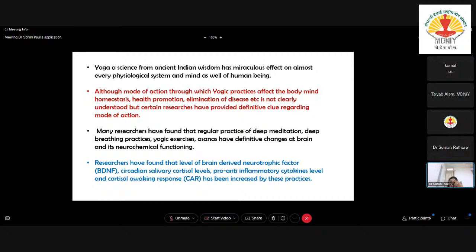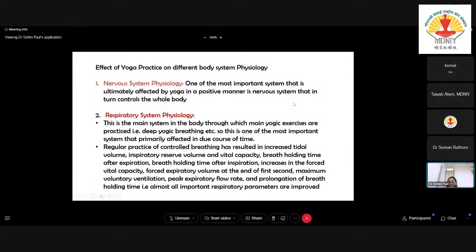In a physiological aspect, when we talk about this, obviously our nervous system is very important. Nervous system physiology is very important when we talk about yoga practices. As we all know, physiology deals with various systems of our body, right? Starting from your nervous system, your respiratory system, your cardiovascular system, your musculoskeletal system, even your endocrine system. So all these systems have different roles to play from the physiological aspect.